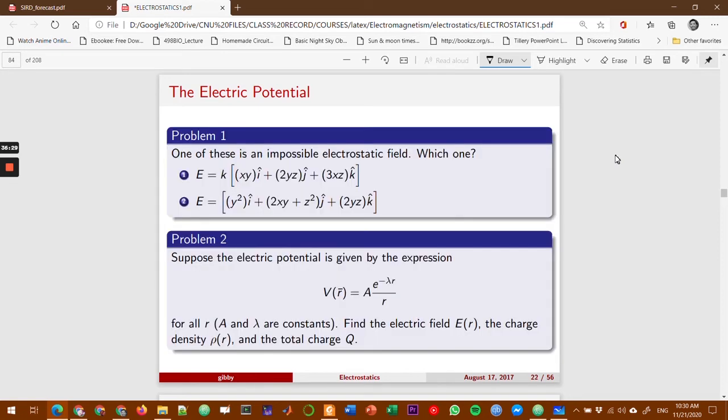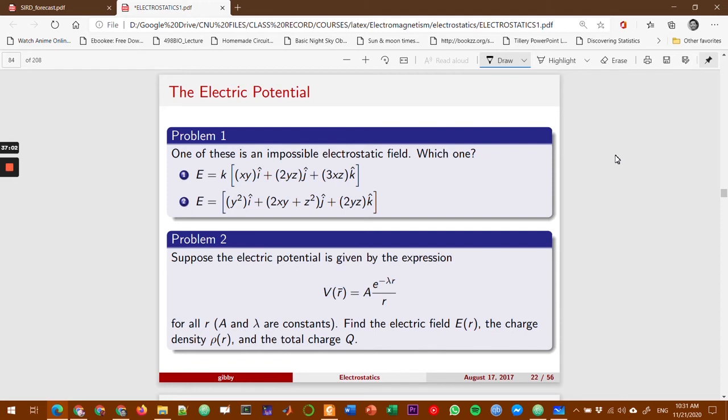How about problem 2? Suppose the electric potential is given by the expression for all r, where A and lambda are constants. You find the electric field E of r, the charge density, and the total charge Q. So how do we do that? Now finding the electric field given the potential is straightforward because the potential is just a scalar quantity. So let's try to do this.